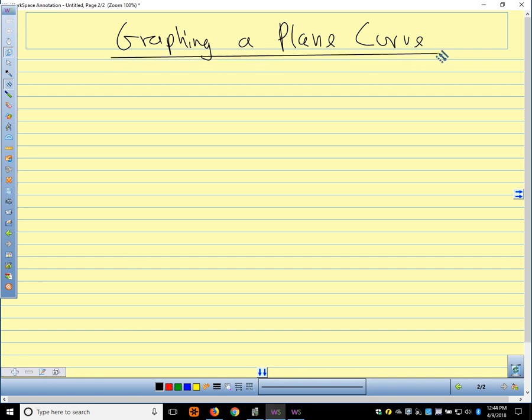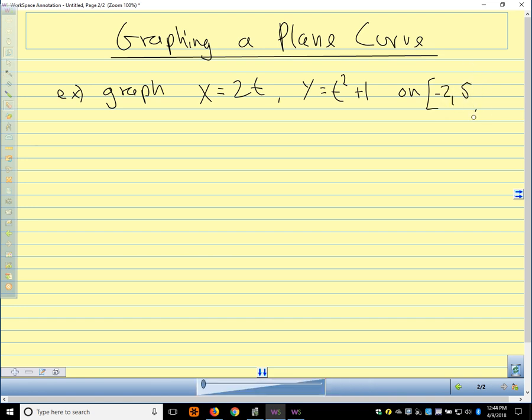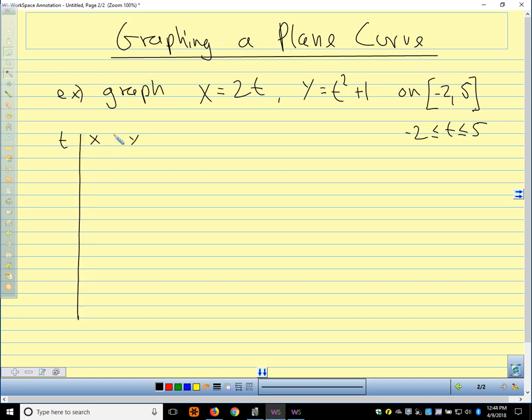Well, the most basic way to make any kind of graph is to plot or make a table of values. So let's say we want to graph my set of parametric equations, x equals 2t and y equals t squared plus 1 on the interval -2 to 5. And just a reminder, this means -2 less than or equal to t less than or equal to 5. So I'm going to make a table of values, t, x, and y, and plot points.